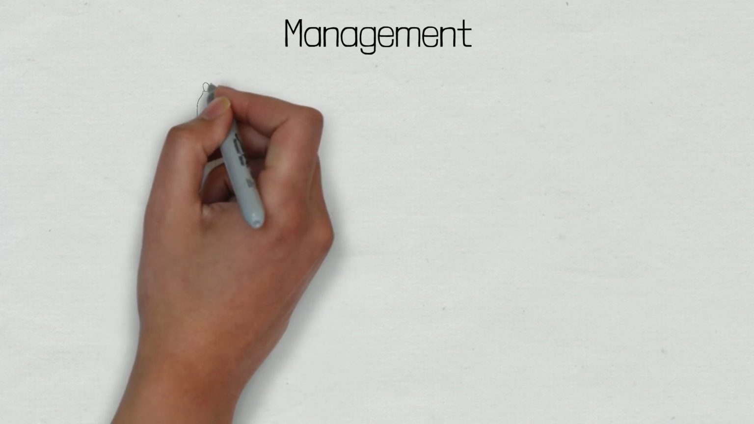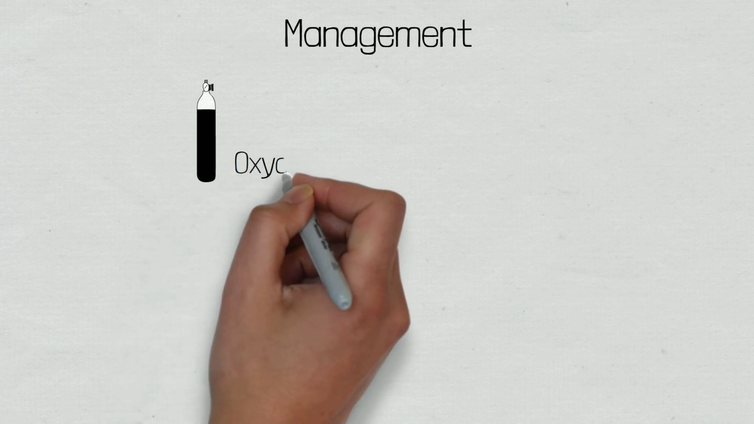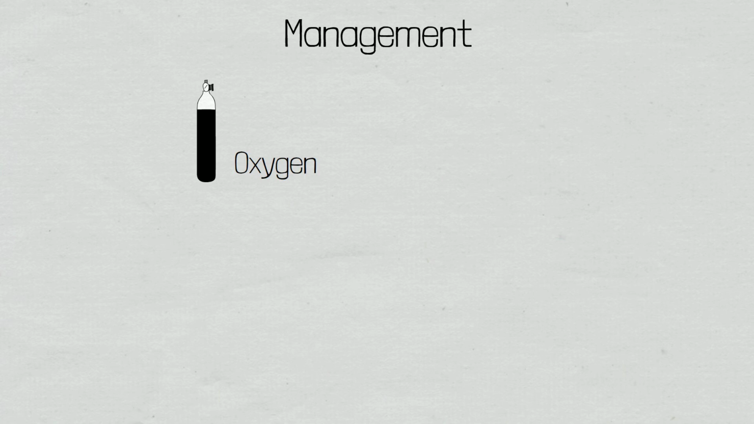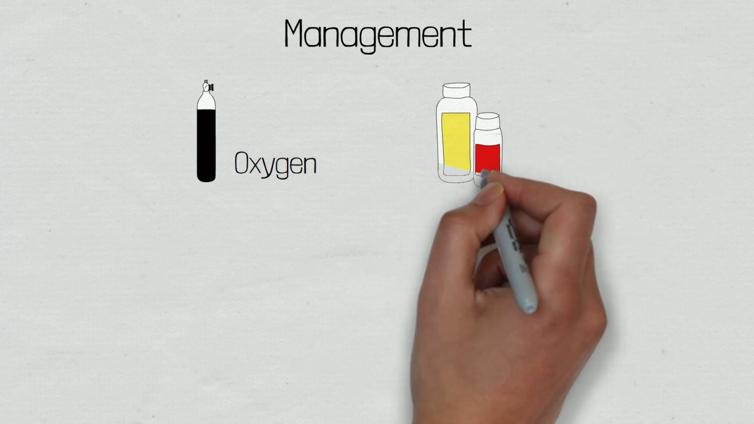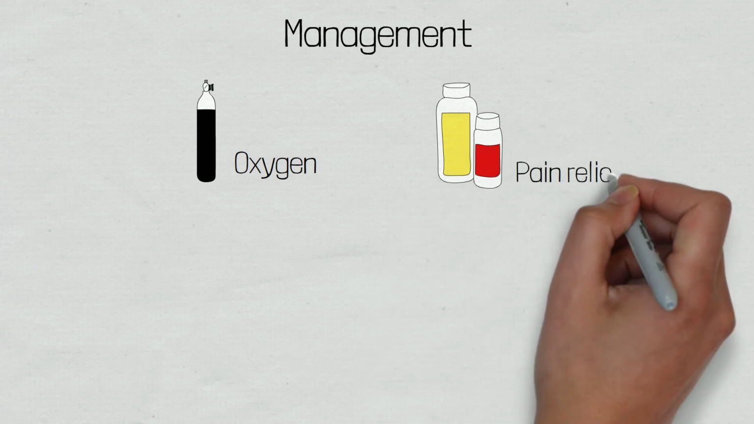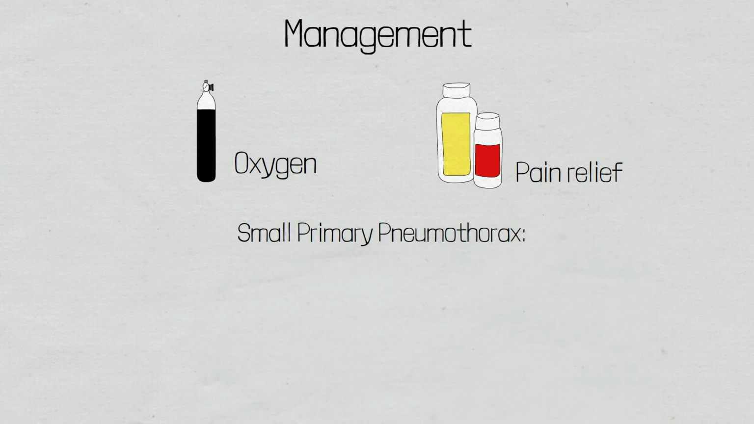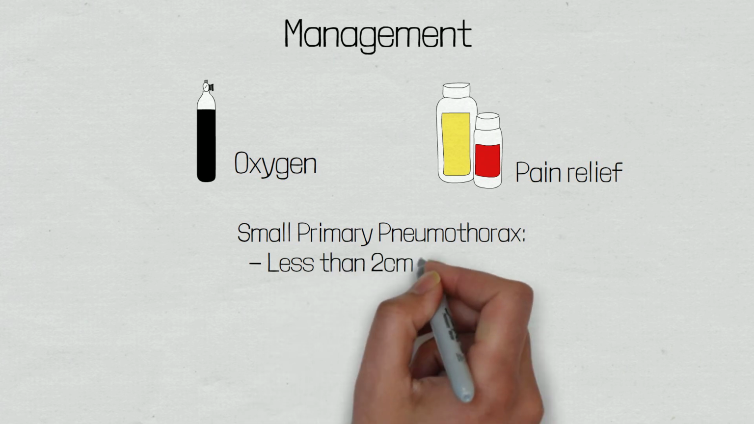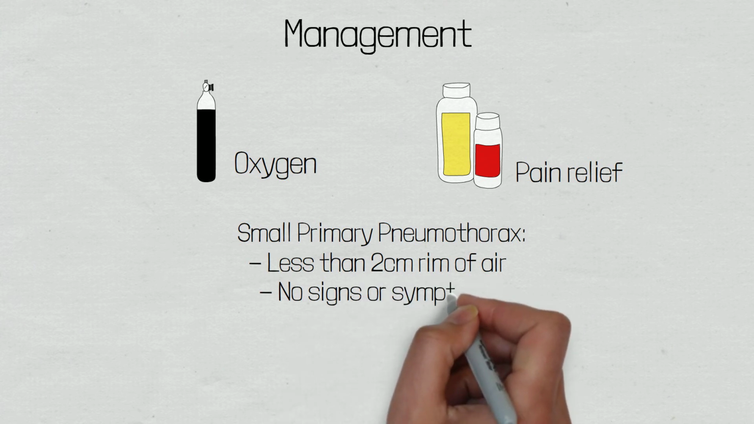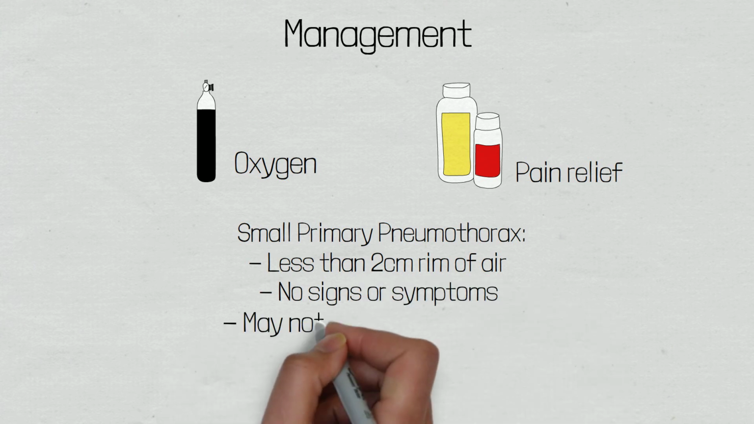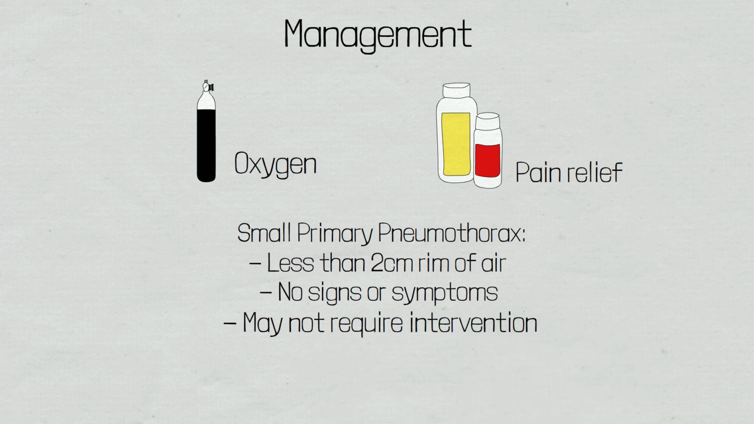Oxygen should be provided to patients to help maintain oxygen saturations above 94%. These patients may also require pain relief, and it's important not to overlook this during your management. A small primary pneumothorax, where there is less than a 2 cm rim of air on the chest X-ray and the patient has no signs or symptoms, then treatment and intervention may not be required, and the pneumothorax may resolve on its own. These patients often require some worsening advice and a follow-up appointment.